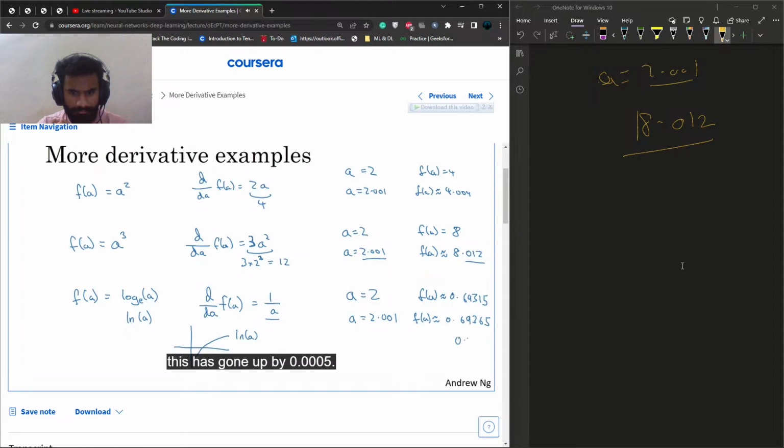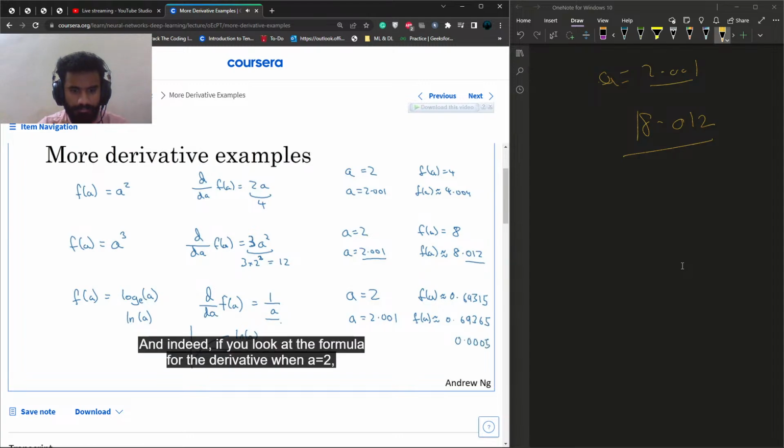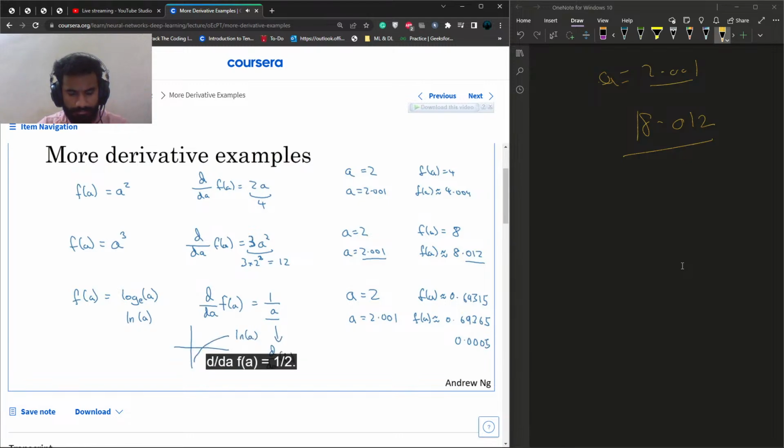So it's gone up by 0.0005. And indeed, if you look at the formula for the derivative, when a is equal to 2, d/da f(a) is equal to 1/2. So this derivative formula predicts that if you bump up a by 0.001, you would expect f(a) to go up by only 1/2 as much, and 1/2 of 0.001 is 0.0005, which is exactly what we got, right?